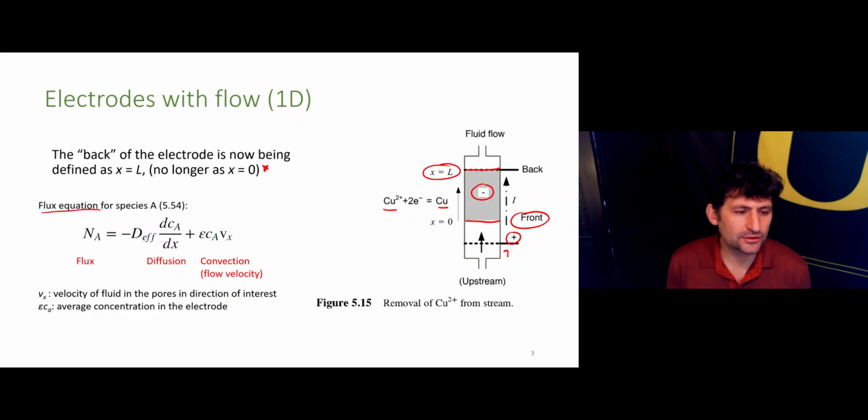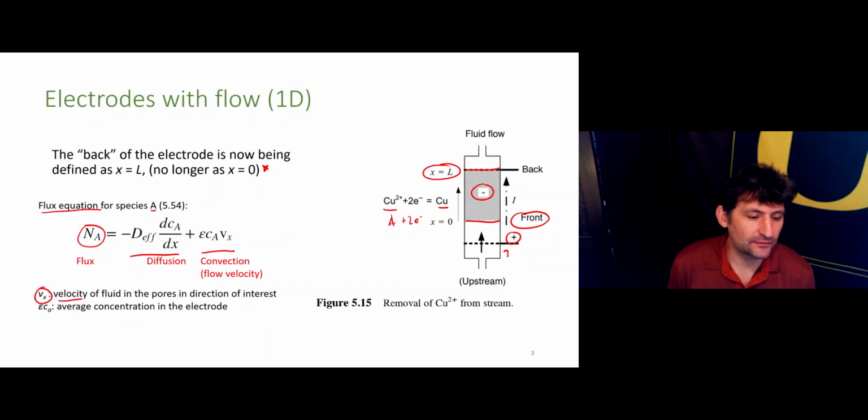We can write a flux equation for the species A. The flux of species A, which is in this case the redox couple, A plus 2 electrons, has only two terms. It has a diffusion term and it has a convection term. We're going to ignore migration because of the large flow velocity. Vx is defined as the velocity of the fluid in the pores in the direction of interest, and epsilon times Ca, that's the average concentration within the electrode.